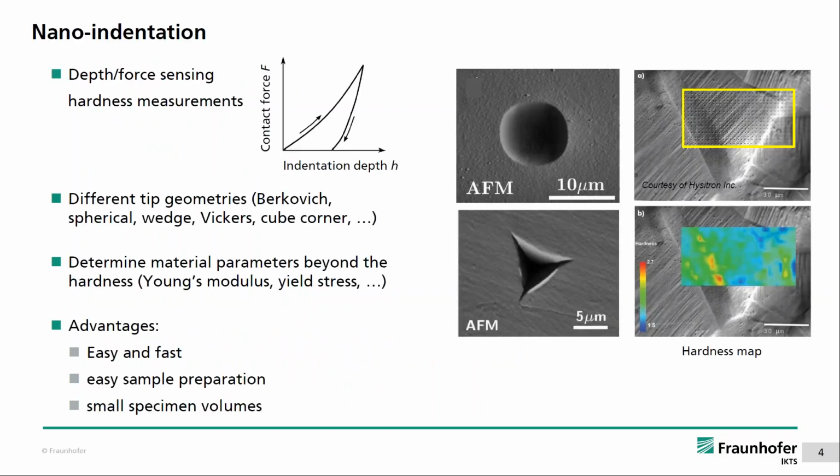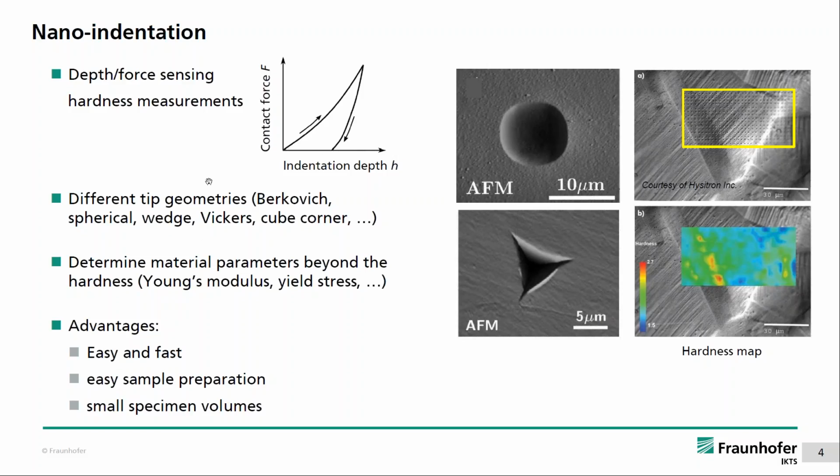So nano-indentation, what is nano-indentation? In principle, it's a depth and force sensing hardness measurement. So instead of the classical hardness measurement where you just put a weight on and measure the imprint, you're measuring the contact force and the indentation depth continuously while you're doing an indentation experiment and imprint. So this is the loading and the unloading.